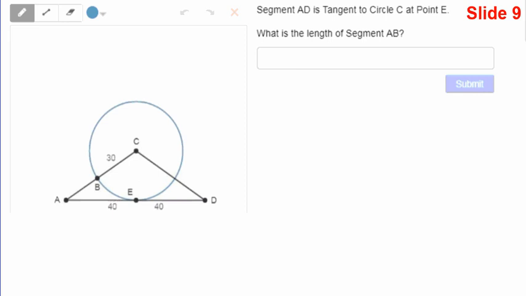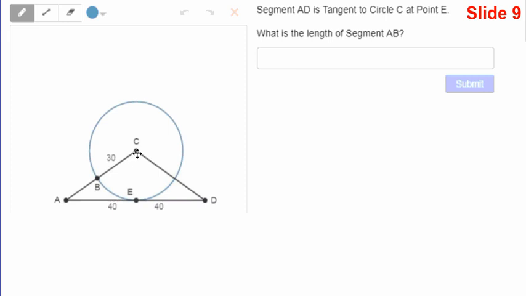Tangent means it's touching the circle in a way so that it will be perpendicular to a radius drawn from the center. So the radius we're looking at would be CE. That would make that perpendicular to AD. So that means we have a right angle at CEA and CED.